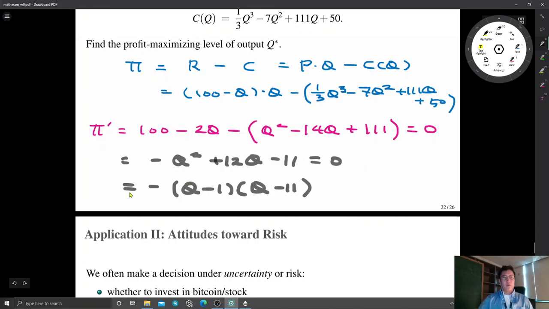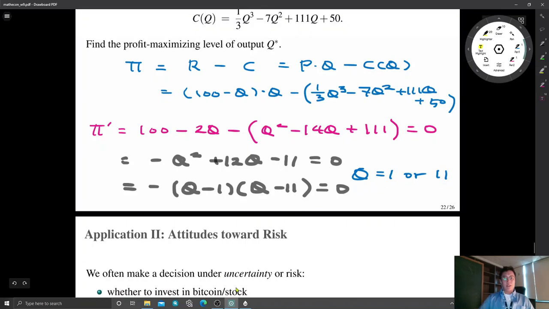And I have one more negative sign in front because the leading coefficient is negative. So without the help of the quadratic formula, I can solve this quadratic equation for q, and I obtain two critical points, 1 and 11. So we have two candidates for the optimal quantity, where profit is maximized.